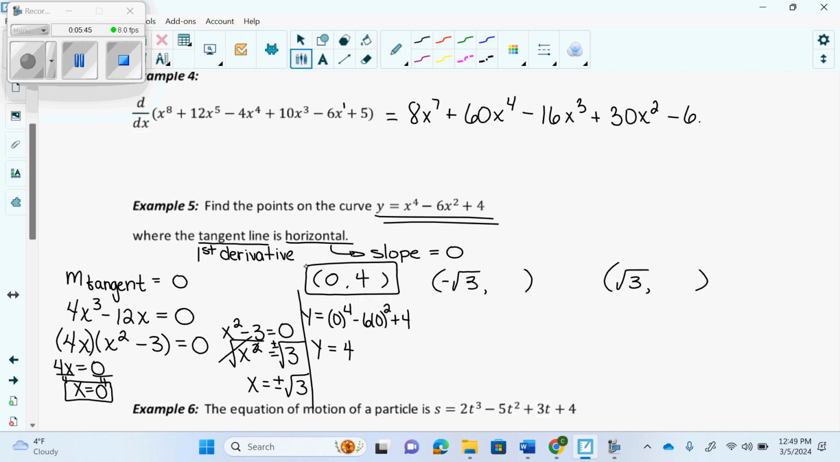So what I'm saying is, when I look at the graph of x to the 4 minus 6x squared plus 4, (0, 4) is going to have a horizontal tangent. So that means it's a max or a min or a point of inflection. Remember how we talked about horizontal tangents being max, mins, or points of inflection? Let's try and find the next one. So we go y equals negative root 3 to the 4 minus 6 times negative root 3 squared plus 4.